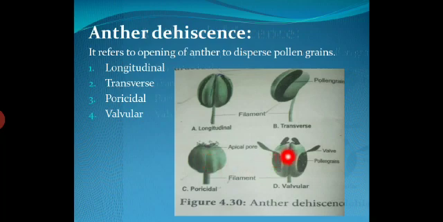Fourth one, the valvular dehiscence. In valvular dehiscence, the anther dehisces through a pore covered by a flap of tissue. For example, cinnamomum.